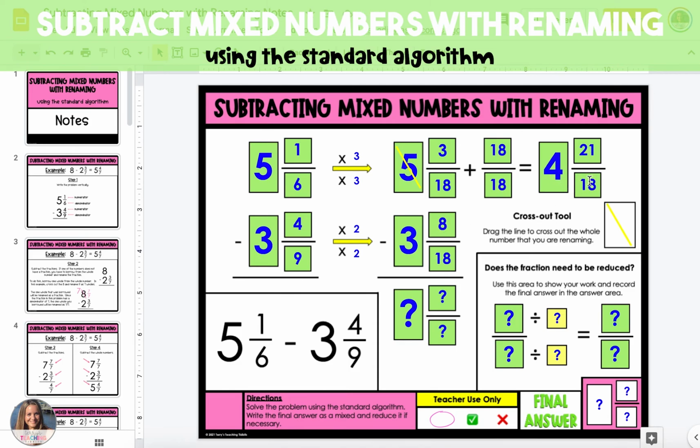Now we're going to subtract the fractions, so 21/18 minus 8/18 is 13/18, and then we subtract the whole numbers. Because the fraction 13/18 cannot be reduced, our final answer is 1 13/18.